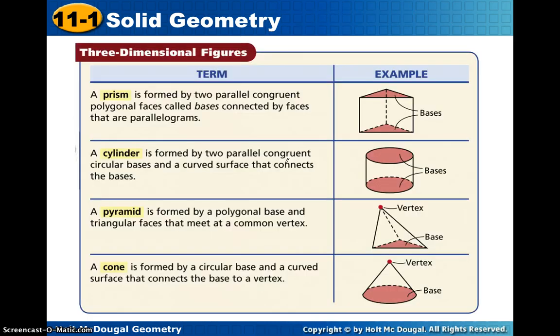Now, when we're naming these, if it has two parallel bases, if it has a top and a bottom that are the same, then it's called a prism. The top and the bottom bases can be any polygon that you want. This one happens to be a triangle. Now, if the bases are circles and there's two of them, then it's called a cylinder. And if there's only one base, and instead of going to the same base it goes up to a point, we have a pyramid. And if that base is a circle, then it is a cone.